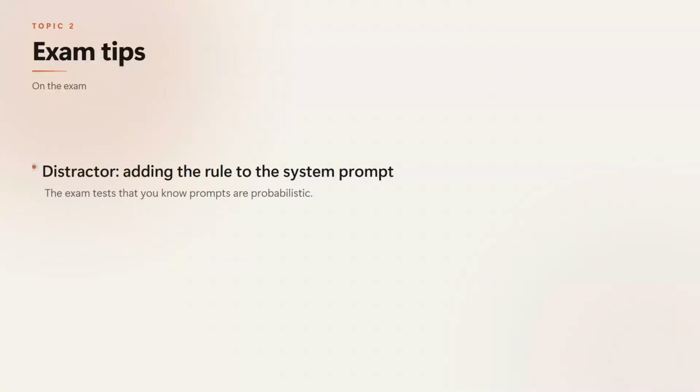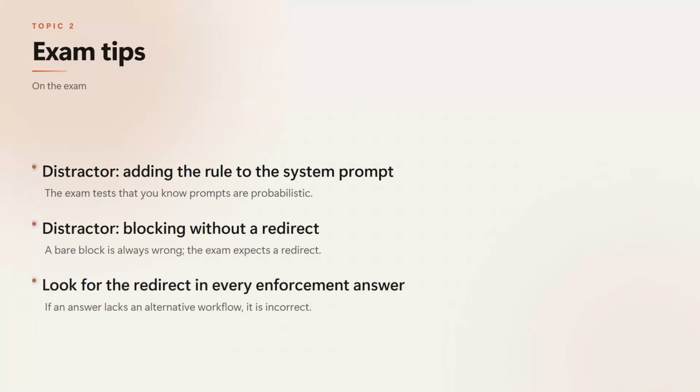This is tested with a specific distractor, adding the rule to the system prompt. The exam wants you to recognize that as probabilistic compliance on a financial control, which is unacceptable. Another distractor is a hook that blocks but does not redirect. If you see an enforcement answer without an alternative workflow, it is wrong. The exam tip is simple: every correct enforcement answer has a redirect in it.